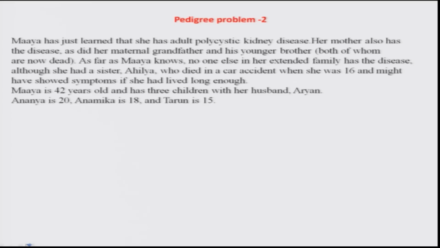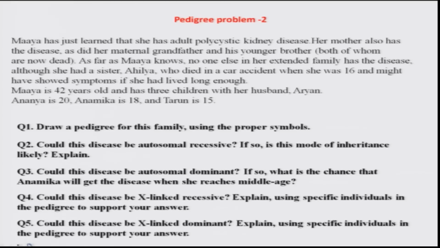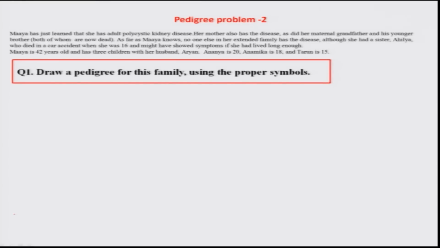So, this is the question which is being shown in front of you. Now, there are a few problems related to this pedigree, so we will go one by one through all the problems. Our first problem is to draw a pedigree for this family using the proper symbols. So, let us draw it.